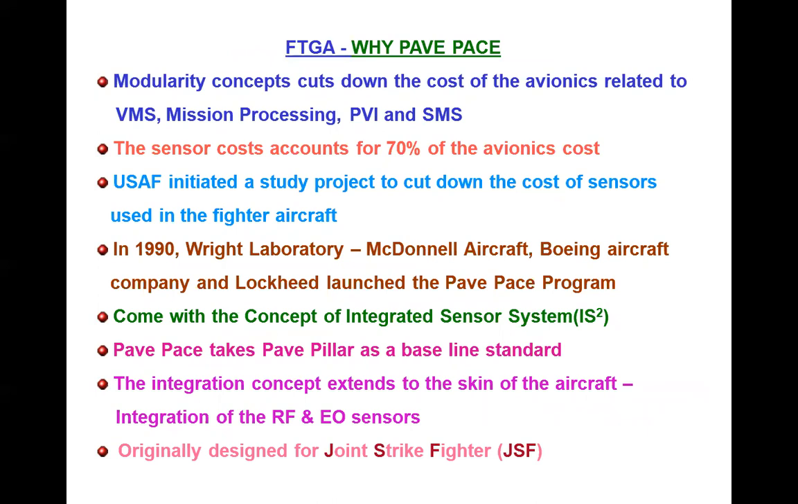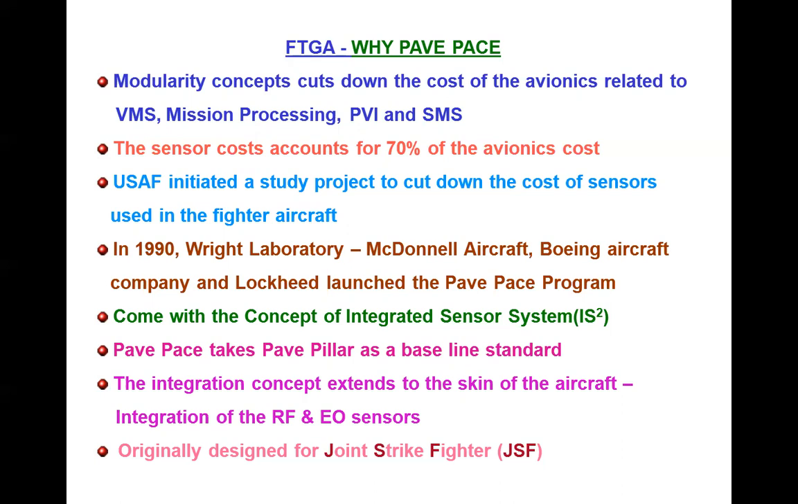Then a modularity concept, which will cut down the cost of the avionics related to the VMS, mission processing, PVI and SMS. The sensor cost accounts for 70% of the avionic cost. USAF initiated a study project to cut down the cost of sensors used in fighter aircraft. In 1990, Wright Laboratory, McDonnell Aircraft, Boeing Aircraft Company, and Lockheed launched the PAVE PACE program, which came with the concept of an integrated sensor system.